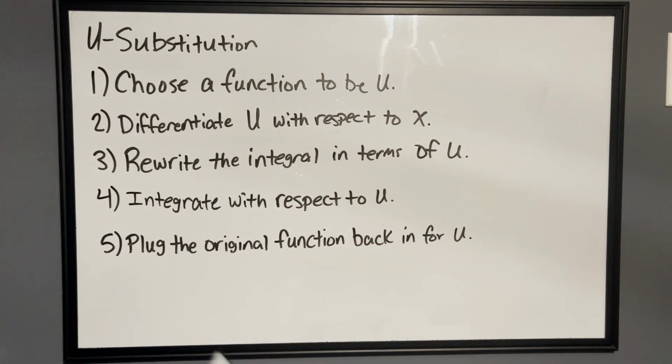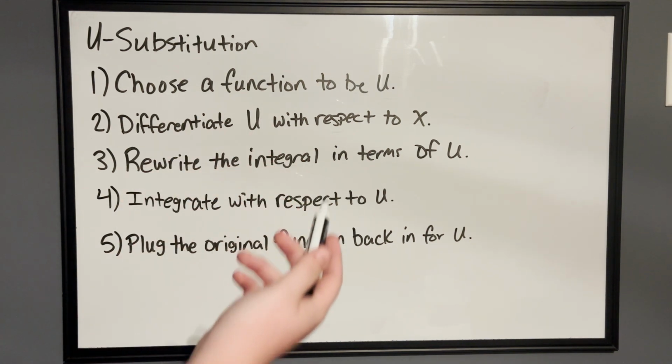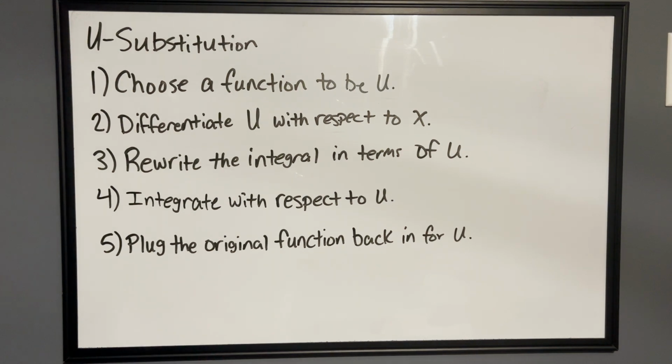So then when you rewrite it, you're able to integrate it with respect to u. And then you get your integral, and then the last step, just plug the original function that you chose to be u back in, and then that'll be your final answer for the integral. So the process isn't that hard. It just looks hard when you read it like this. So we're going to go ahead and do a couple of examples. So let's do this example right here.